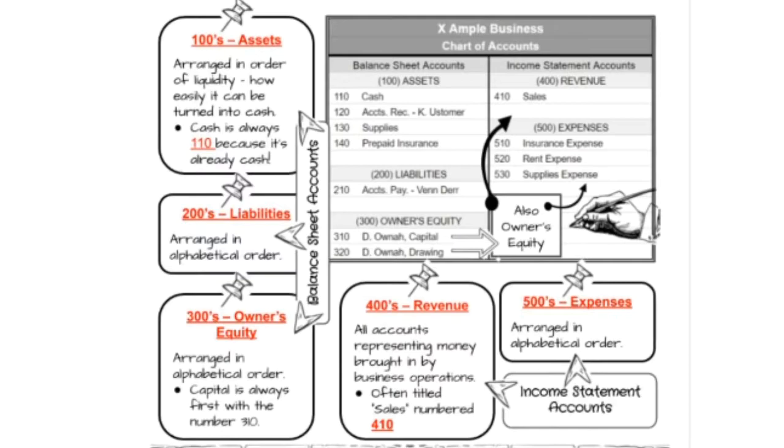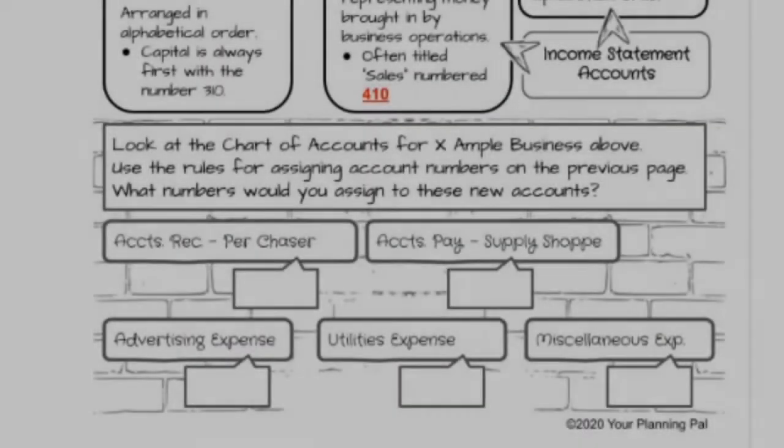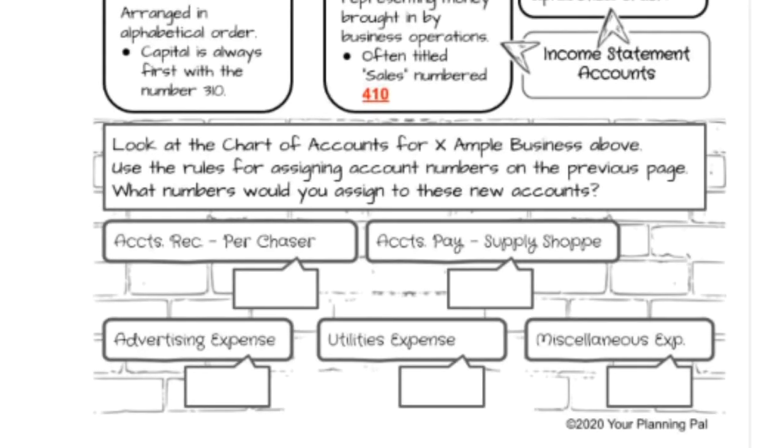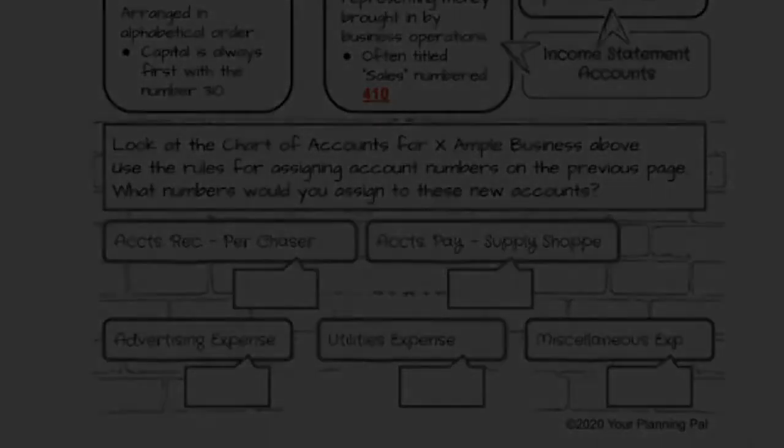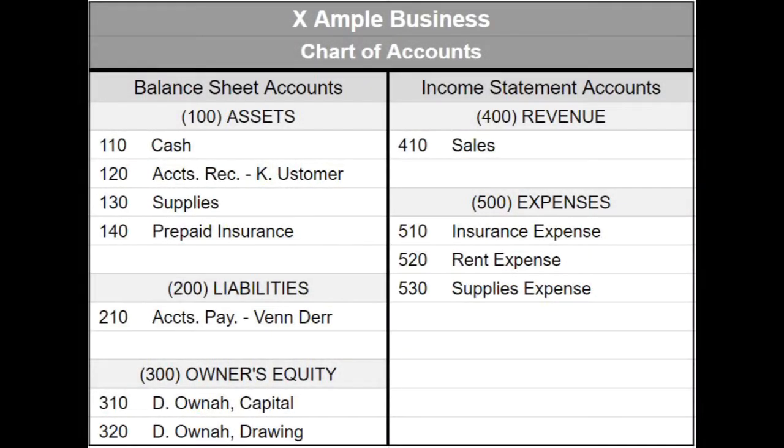So we're going to go ahead and look at the chart of accounts up here, and we're going to use the rules for assigning account numbers on the previous page. So what numbers would you assign these new accounts? Accounts receivable purchaser. Where would that fall? If you look up at the chart of accounts, you'll see that cash, then accounts receivable. There's an accounts receivable customer already. So we're going to put it right after that because P comes after K. So we're going to label that right after accounts receivable. What number would you give it?